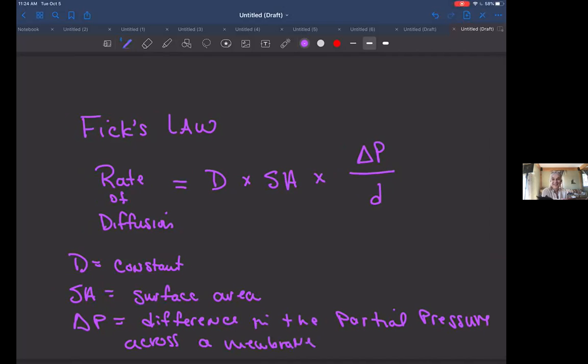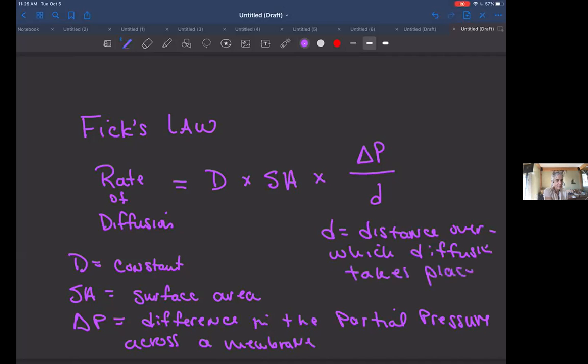And I ran out of room here. Little d is the distance over which diffusion has to take place. Okay, so let's look at this formula. If I have an increase in the surface area, that is going to increase my rate of diffusion. So by having a large surface area, I have a greater ability to obtain oxygen and get rid of CO2.